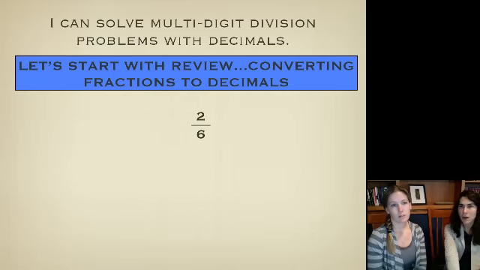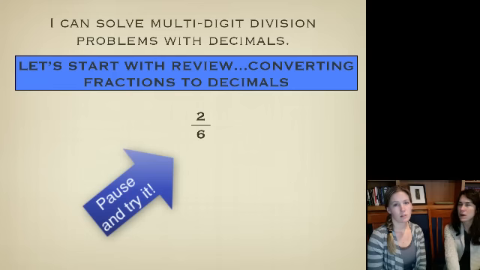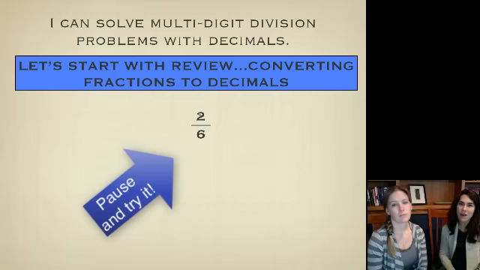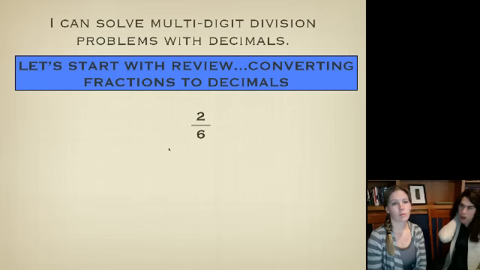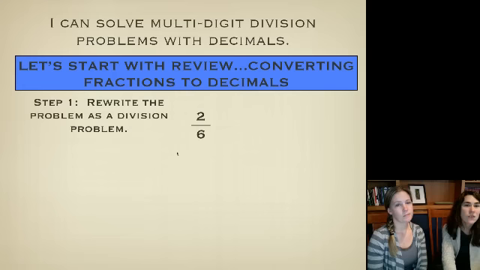Now, are we pausing and trying? You have a fraction here that you are going to convert into a decimal. So take a moment to pause, and we'll go from there. These steps you should already have down. You don't have to write them again.